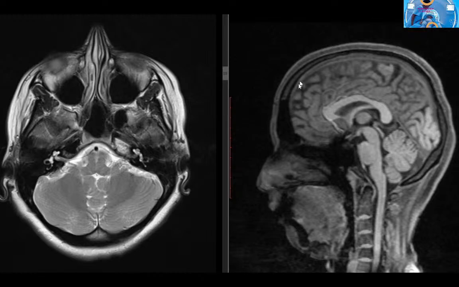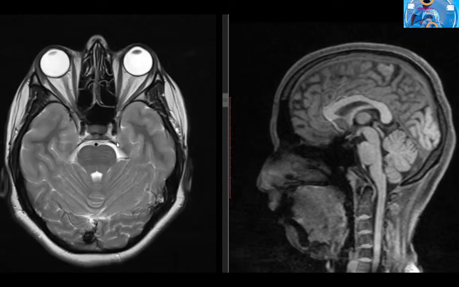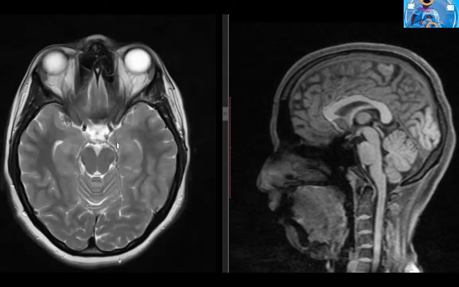The falx cerebri is sickle-shaped and extends from the crista galli anteriorly to the internal occipital protuberance posteriorly. It forms an incomplete partition between the cerebral hemispheres. The tentorium cerebelli is attached from the posterior clinoid process along the petrous ridges to the internal occipital protuberance. Its upper free medial border surrounds the midbrain, which passes through the tentorial incisura.